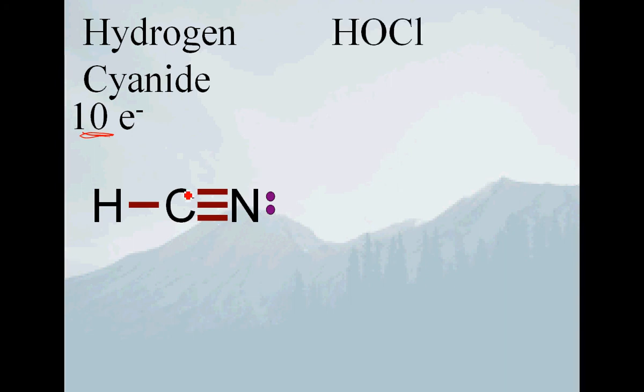Last example, HOCl. 7 valence electrons, 6 valence electrons, 1 valence electron gives me a total of 14. Oxygen actually has a lower electronegativity than chlorine. The other thing that we know is that chlorine is usually terminal, hydrogen is usually terminal, so the oxygen's in the middle.